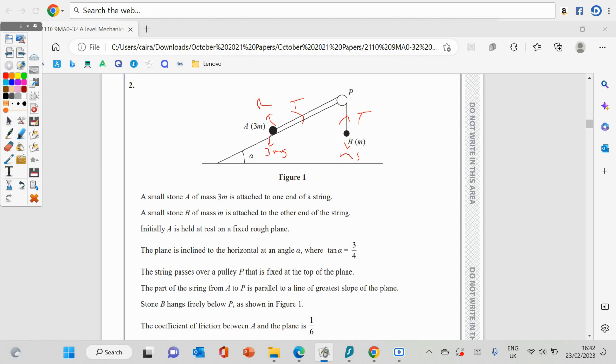That's an easy mark. We know it's initially at rest on a fixed rough plane. The plane is inclined to the horizontal at an angle alpha, where tan alpha is 3/4. We'll be using that very shortly. The string passes over a pulley P that is fixed at the top of the plane. The part of the string from A to P is parallel to a line of greatest slope of the plane. Stone B hangs freely below P as shown in figure 1. The coefficient of friction between A and the plane is 1/6.